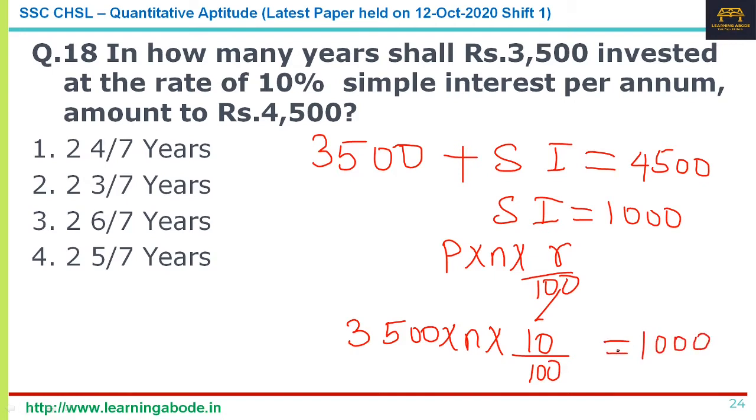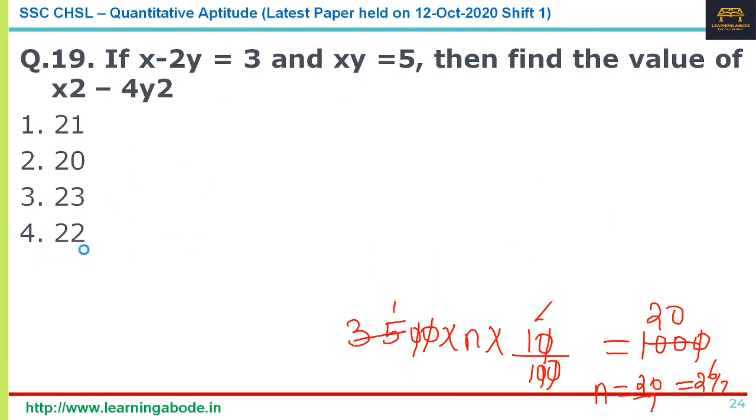Now, let's try to do the calculation. We want to calculate N. So this 0 and 0, this 0 and 0, it goes off, right? So this is 20, and this is 7. So cancelling out all common, N is equal to 20 by 7. That's the answer. Now 20 by 7 is 2 6 by 7 years. That's answer option 3 for question number 18.